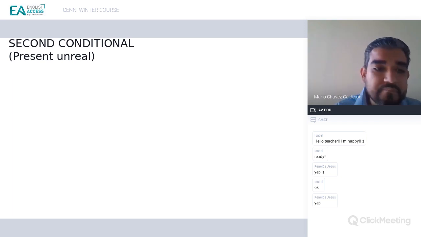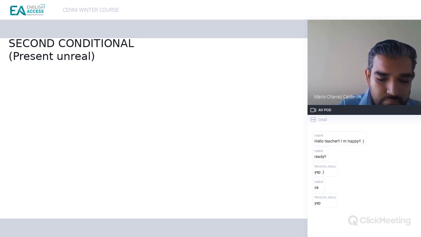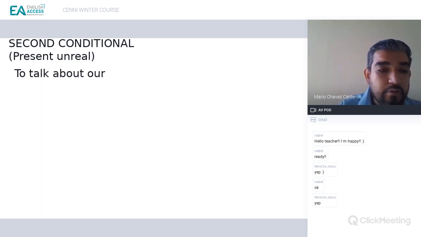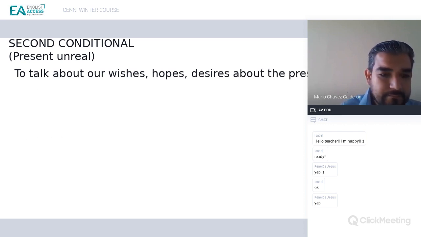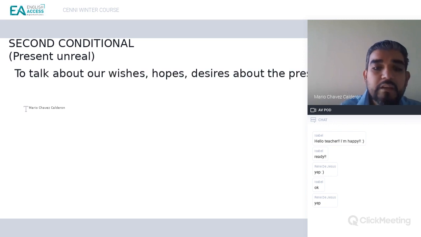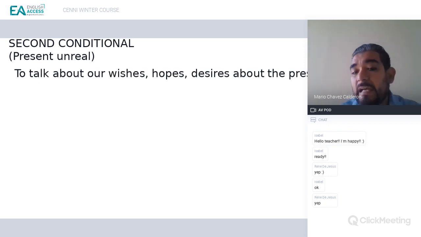This present unreal usually is to talk about our wishes, hopes, or desires about the present. Something we wish, we hope, we desire to happen in the present, but that is not real.